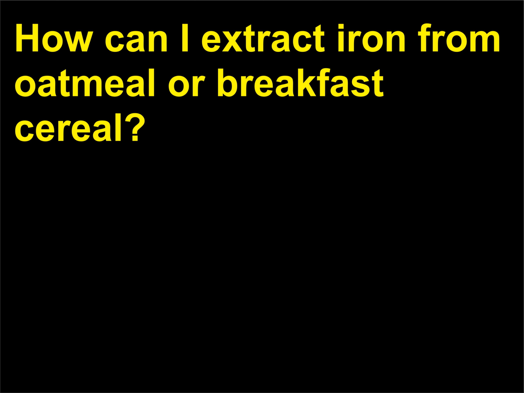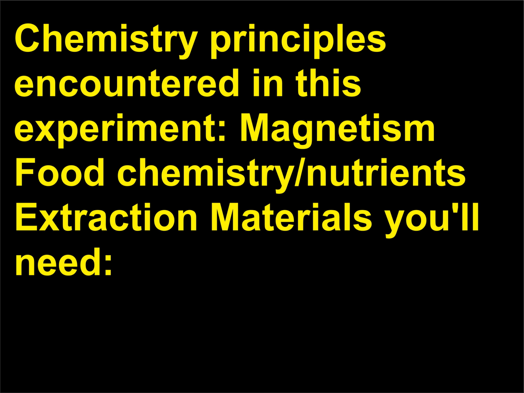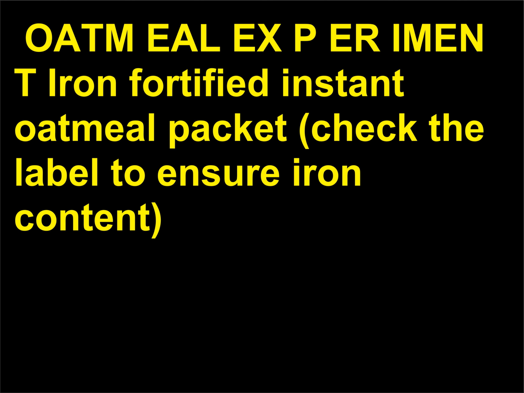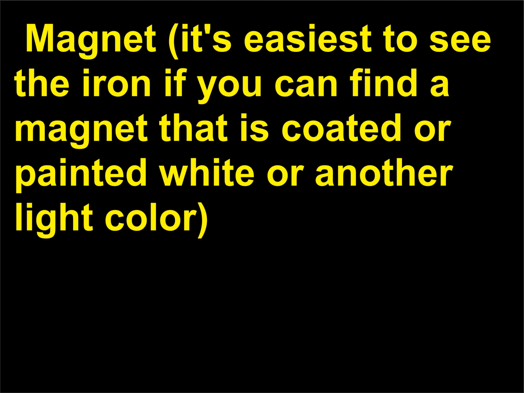How can I extract iron from oatmeal or breakfast cereal? Chemistry principles encountered in this experiment: magnetism, food chemistry, nutrients extraction. Materials you'll need. Oatmeal experiment: iron-fortified instant oatmeal packet. Check the label to ensure iron content. Magnet. It's easiest to see the iron if you can find a magnet that is coated or painted white or another light color.